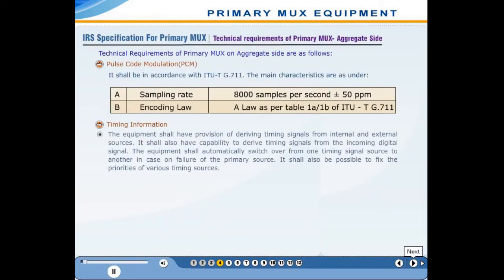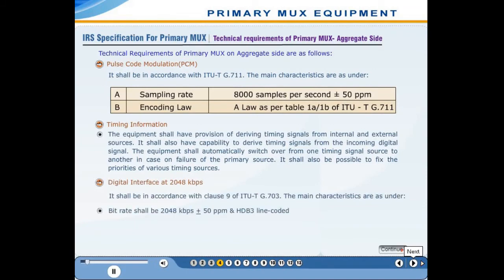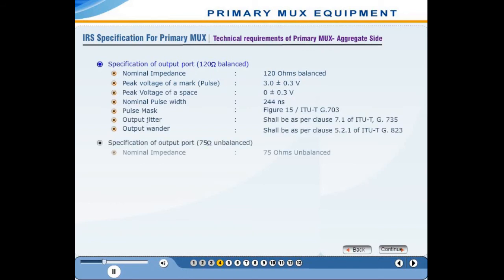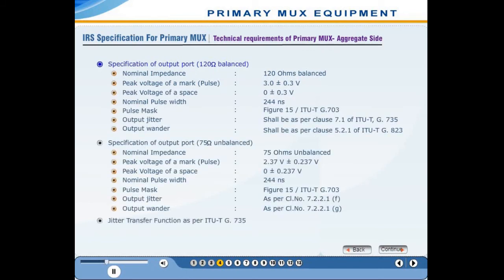The technical requirements of primary MUX on aggregate side are pulse code modulation or PCM, timing information, digital interface at 2048 kilobits per second. Specifications of output port 120 ohms balanced is shown on screen. Specification of output port 75 ohm unbalanced is shown on screen.